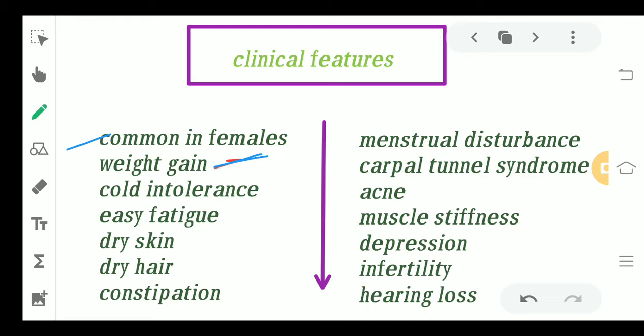Another thing, it is common in case of females. People who are a little obese or a little healthy, they are very cold intolerant. They cannot handle extremely cold temperatures. So you can just relate it like this. So weight gain is there, common in females. Cold intolerance is there, easy fatigue, dry skin, dry hair, constipation, menstrual disturbance, carpal tunnel syndrome, acne, muscle stiffness, pain in the muscles, depression, infertility, and sometimes hearing loss or deafness.